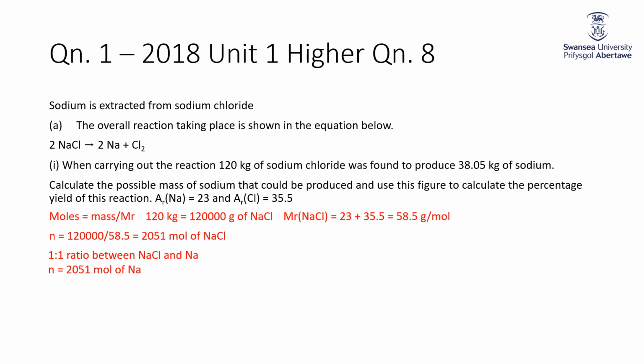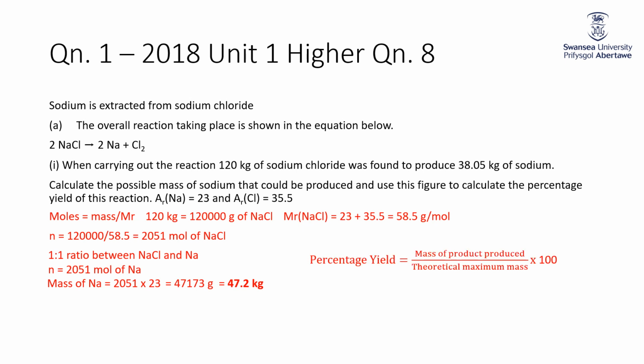There's a 1-to-1 ratio between sodium chloride and sodium. So same number of moles of sodium, then times that by 23 to get 47,173 grams of sodium, or 47.2 kilograms. And then we put that into the percentage yield equation. 38.05 divided by 47.2 times 100 gives an 80.6% yield.